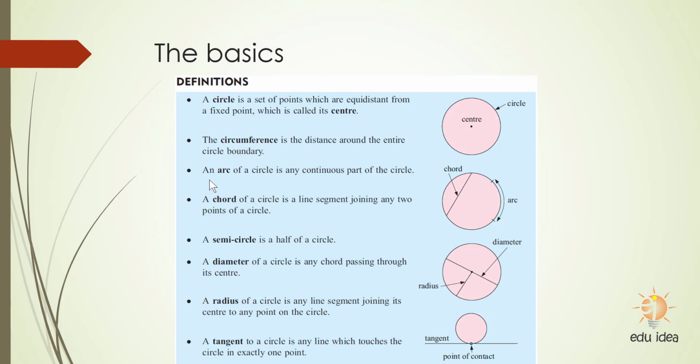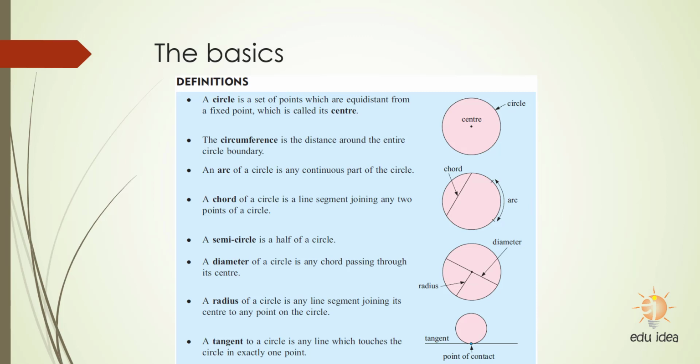Okay, the next one is an arc. An arc of a circle is any continuous part of the circle. If you put one point on the circle and another point over here, for example, and go from here to here, this is what we call an arc. Basically, it's just a part of the circumference. It can be half, maybe 3/5, just a part of the circumference itself.